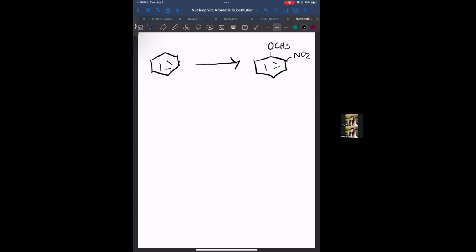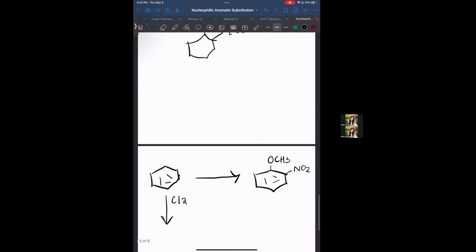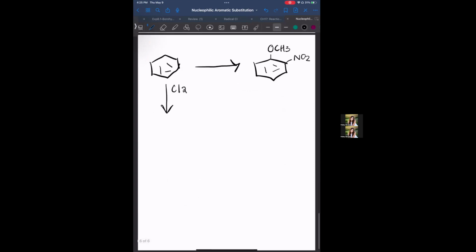So we would start by adding one of our halogens. In this case, let's add chlorine because we know that chlorine is going to be one of our faster halogens, and it's also a halogen that we know how to add. So Cl2, AlCl3, and that's going to give us our benzene with a chlorine.